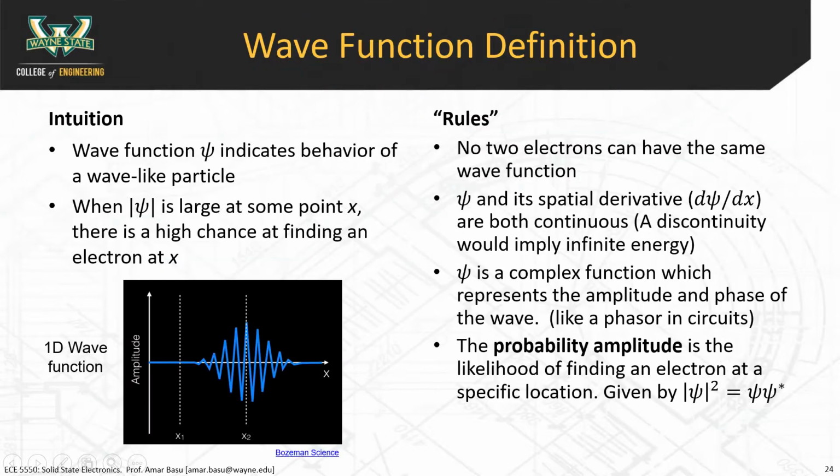That's just a rule of the wave function. So we talked about wave functions and wave packets last time. It indicates the behavior of a wave-like particle. Wherever psi is large, there's a high chance of finding the electron there. But if you want to calculate the actual probability, you have to use the absolute value of psi squared, which is psi times its complex conjugate, because psi is a complex valued function.